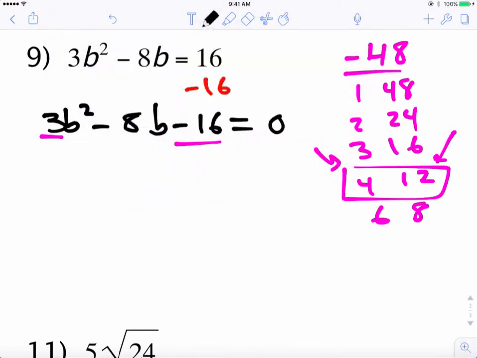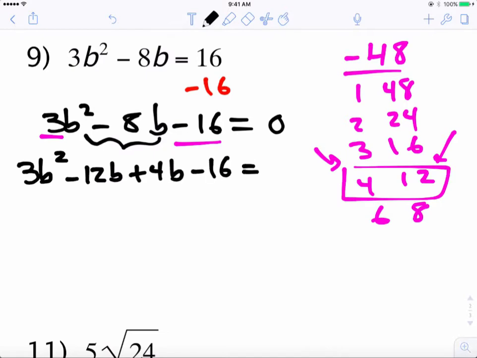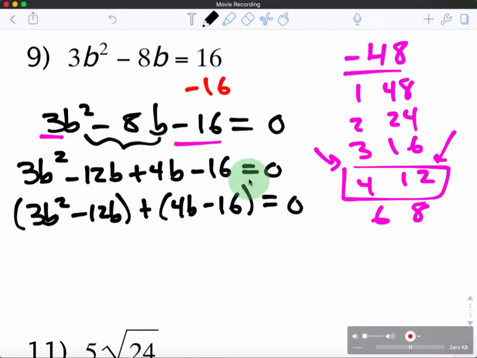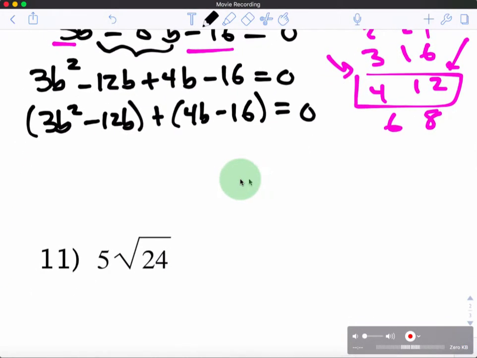So what I'm going to do is rewrite this, not going to do a lot, but instead of writing -8b, I'm going to write -12b + 4b. And what's so nice about that is that now we can factor this polynomial using a strategy known as grouping. So I group the first two terms into one set of parentheses. I group the second two terms into another set of parentheses. I'm going to look for common factors here.